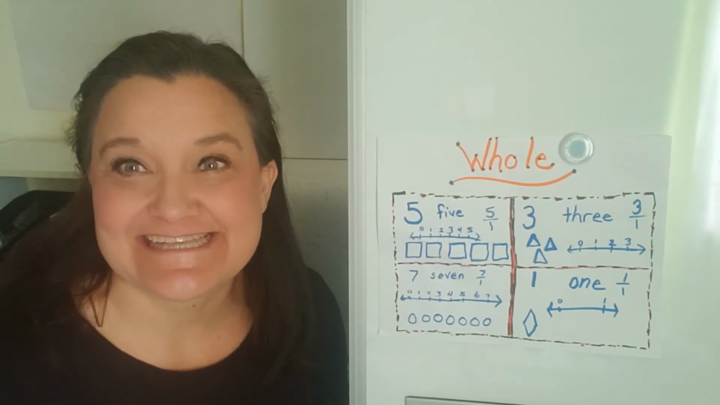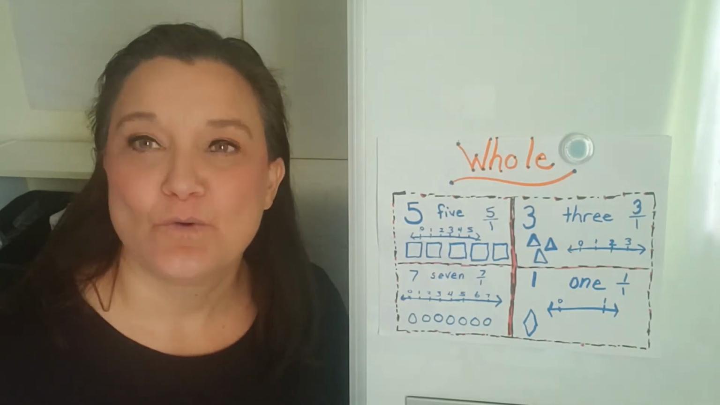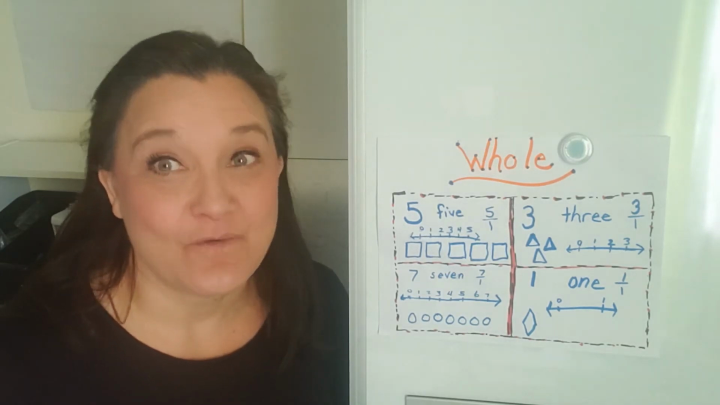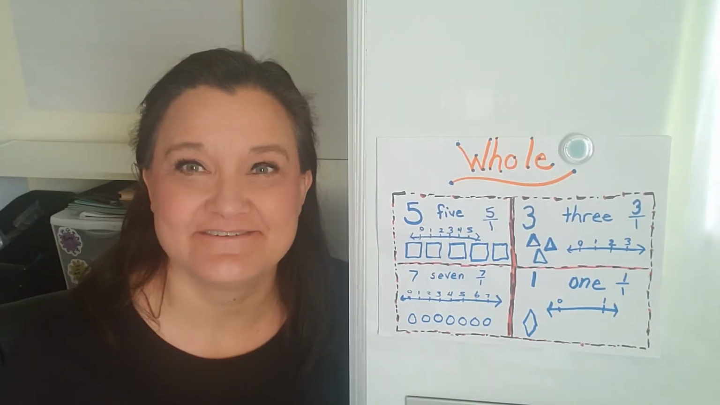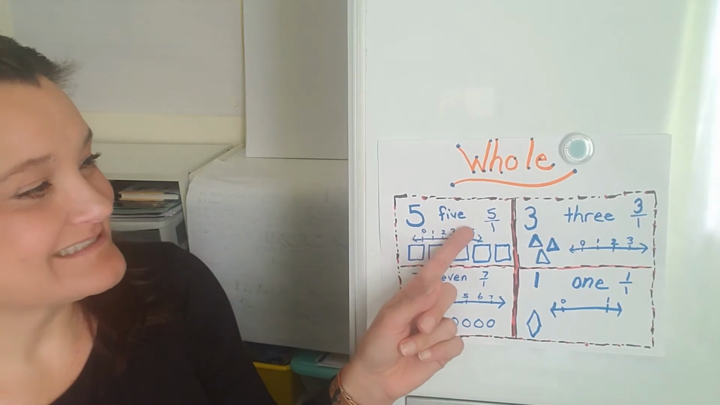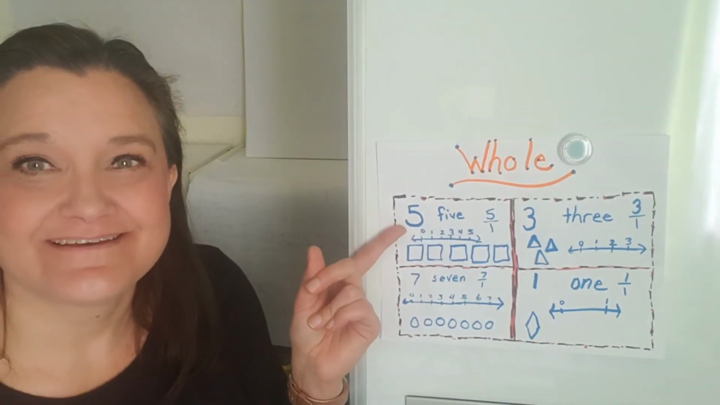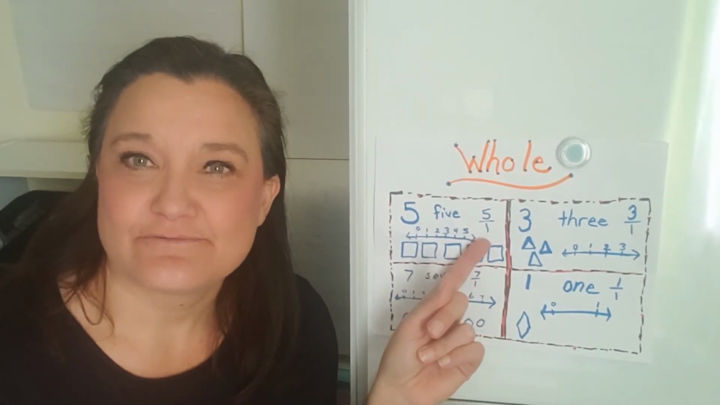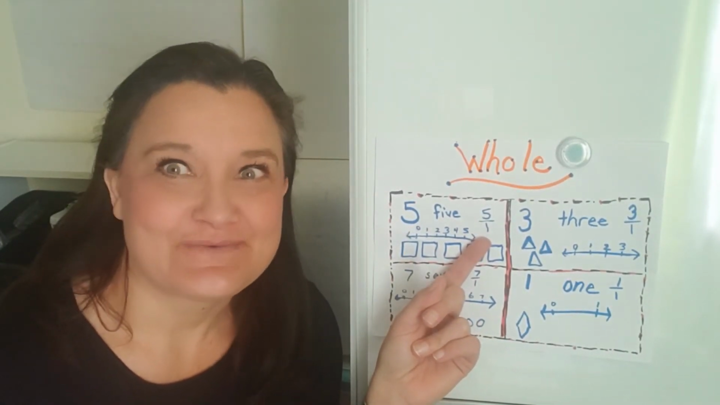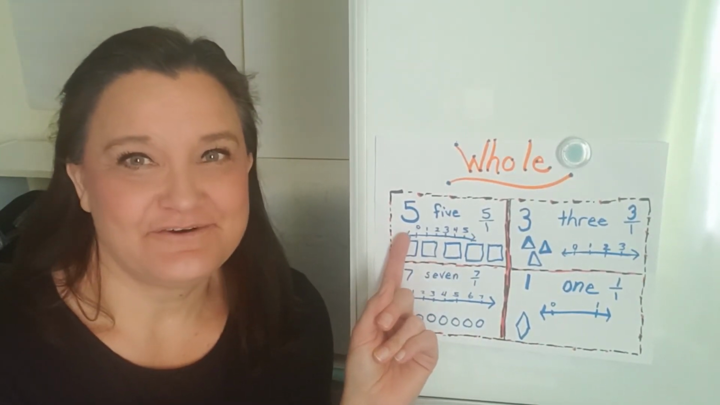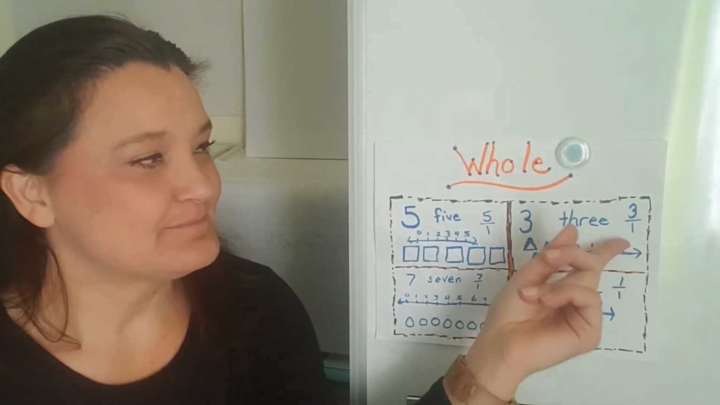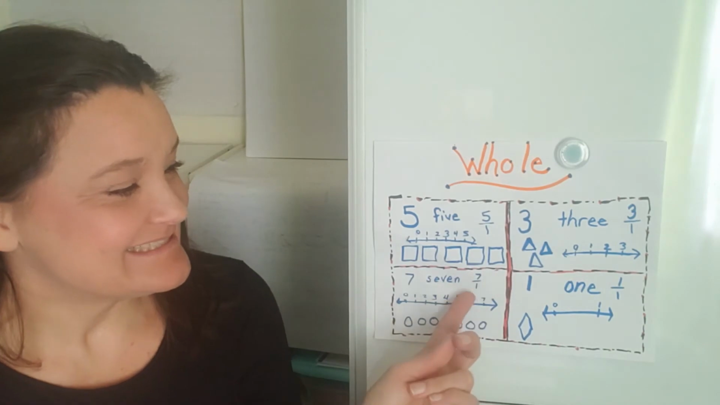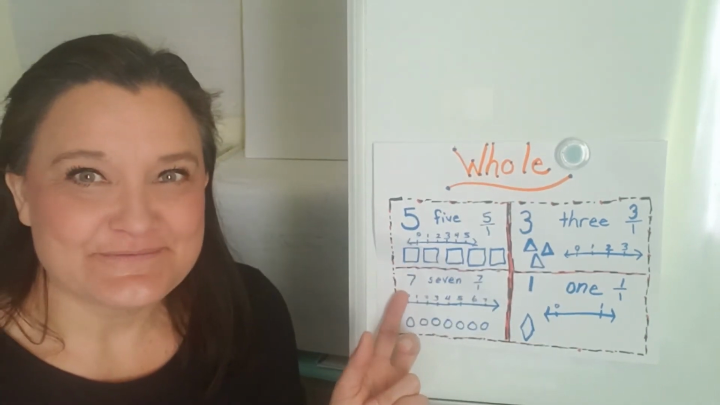5/1 is the same as 5 wholes. 1 as a denominator means whole, the whole object. 5 wholes. That's the same as 5. So if they say, is there another way to represent this fraction, 5/1? Yes, it's just 5 wholes. Then I did the same thing with 3. 3/1 is 3 wholes. 7/1 is 7 wholes.